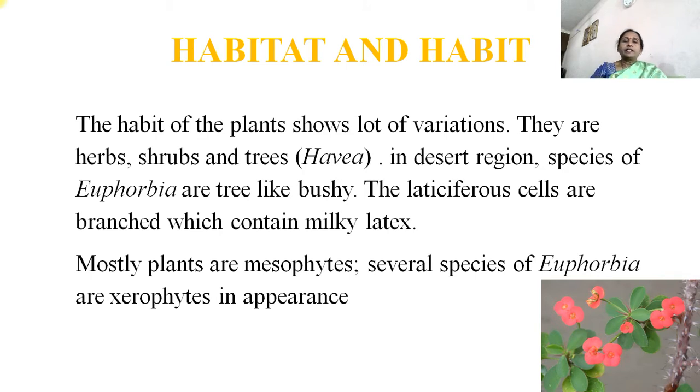Then habitat and habit. The habit of the plants shows a lot of variation. They are herbs, shrubs, and trees. Trees means Hevea and Phyllanthus also. In desert regions, species of Euphorbia are tree-like or bushy. The laticiferous cells are branched and contain milky latex. Mostly plants are mesophytes. Several species of Euphorbia are xerophytes in appearance.